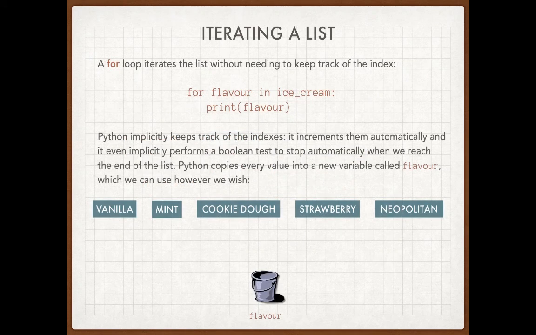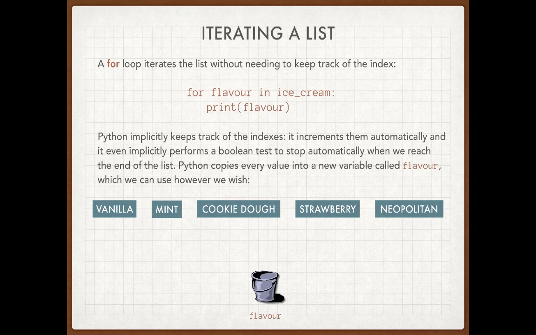Here's what it looks like in Python. Imagine ice cream is defined the way that it was. I'm not going to repeat that line. All we have to do is write for some new kind of temporary variable in the list called ice cream, print the value of that new temporary variable, whatever we've called it. Here, I just call it flavor. Under the hood, Python's doing all three of those things for us. It's keeping track of the indexes. It's making sure we don't fall off the end of the list. It's doing the increment for us automatically. So none of those things we have to worry about.